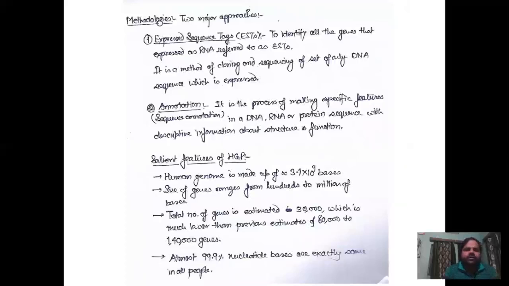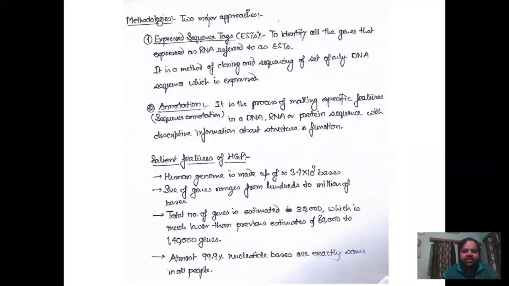So we will see what methodologies the scientists used to complete this project. Two major approaches were followed at that time. The first was ESTs, Expressed Sequence Tags. ESTs were to identify all the genes that are expressed as RNA.